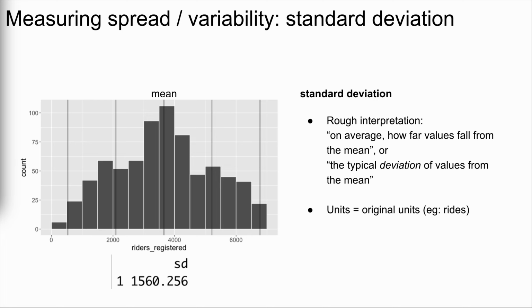Notice that the majority of our data points fall within one standard deviation of the mean. That is, on most days, ridership is in the range of 3,656, our mean, plus or minus 1,560. Further, almost all, not quite all, but almost all data points fall within two standard deviations of the mean. That is, on almost all days, ridership is in the range of our mean, 3,656 rides, plus or minus 2 times 1,560.